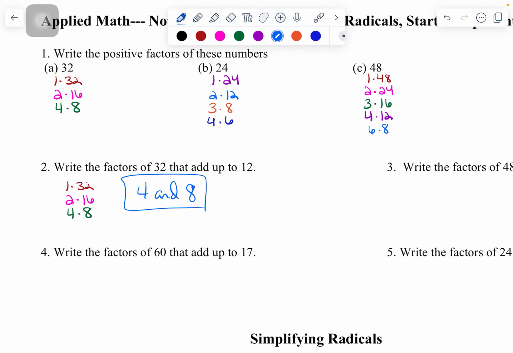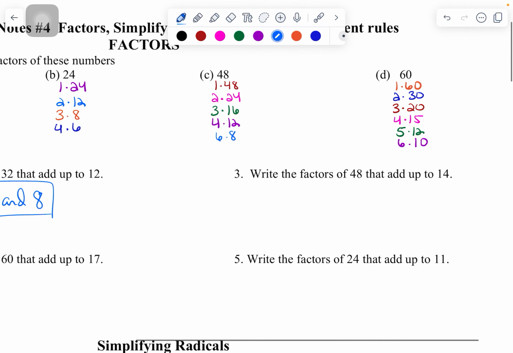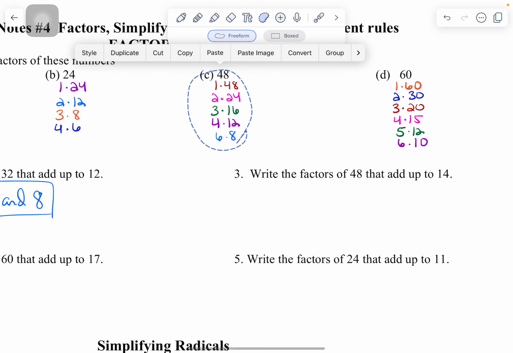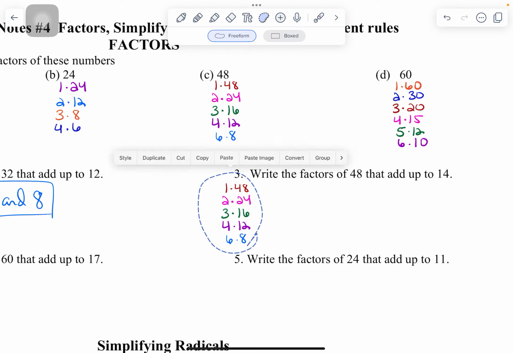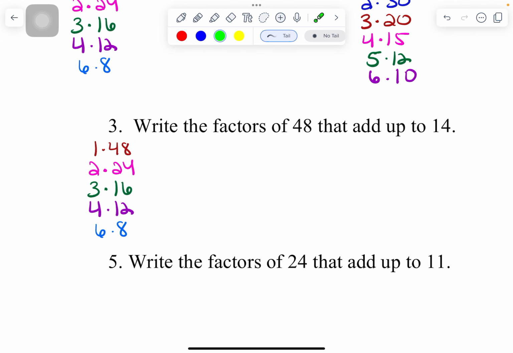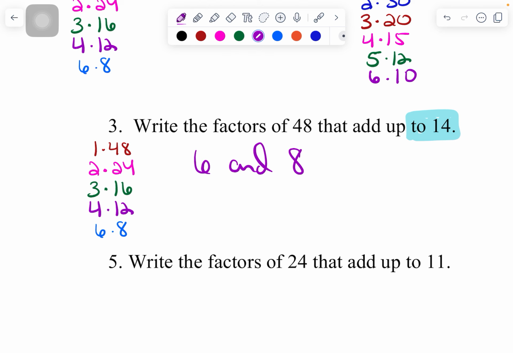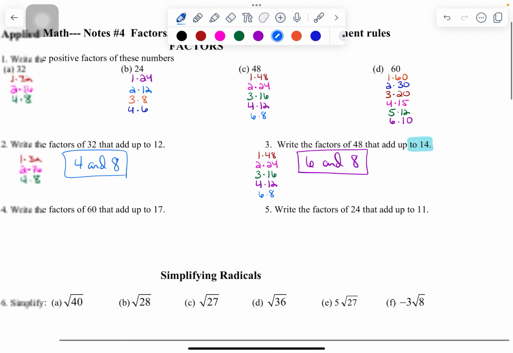Let's see. I'm going to go over to number 3 here, which deals with 48. So let me do a quick copy here, paste there. All right, so there's my factors. And I'm looking for the pair in this case that adds up to 14. So let's see, on my list, 1 and 48, no. 2 and 24, definitely not. 3 and 16, 4 and 12, close, but not quite right. But 6 and 8 is absolutely going to get me 14 there. So 6 and 8. You could also write 6 plus 8, whatever. Just somehow make sure that I know what numbers we're dealing with there.